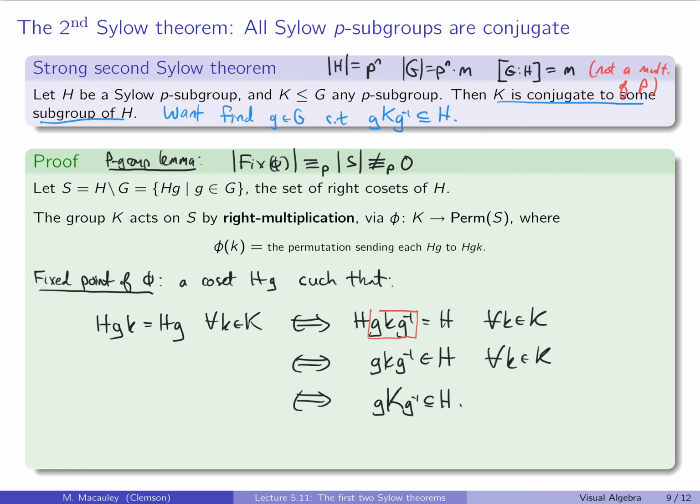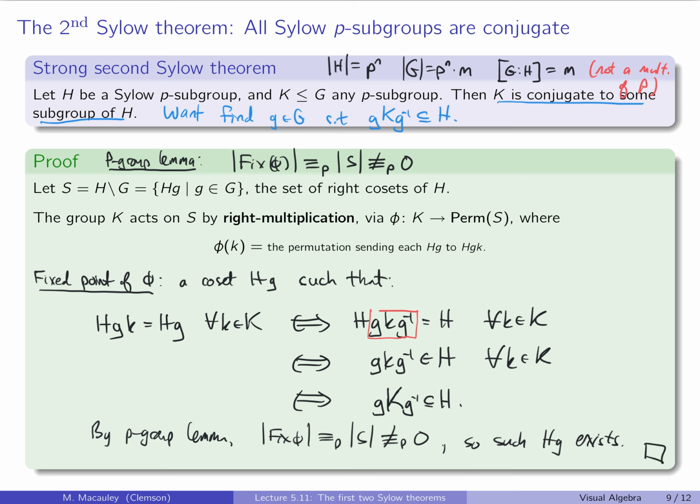So now the result follows by the p-group lemma. So by the p-group lemma, the number of fixed points mod p is the size of S, which is not 0. So such a coset exists. And we're done. Isn't that a neat little action?